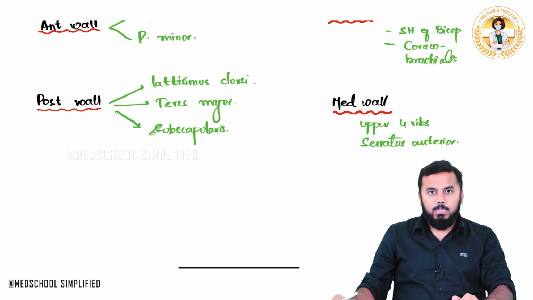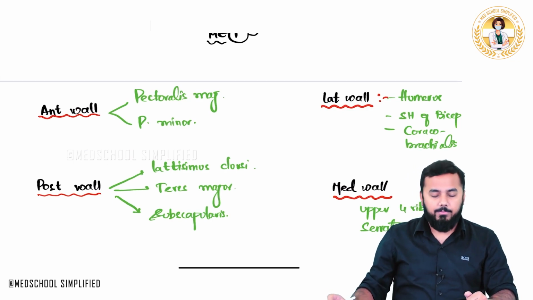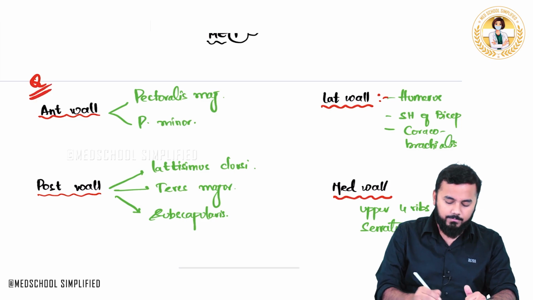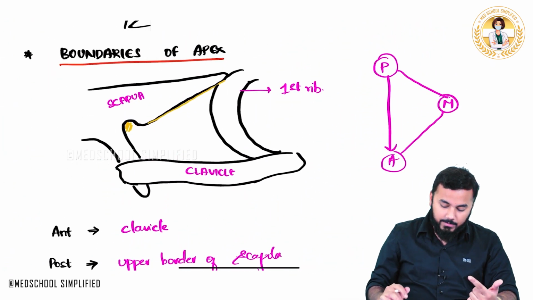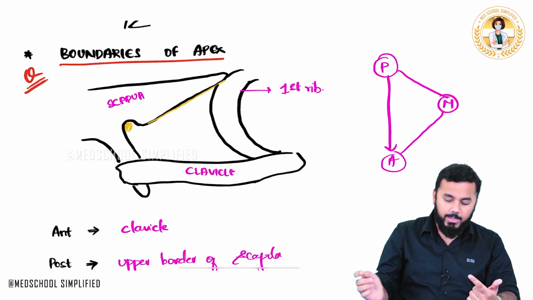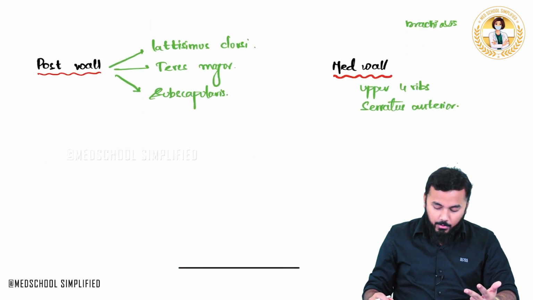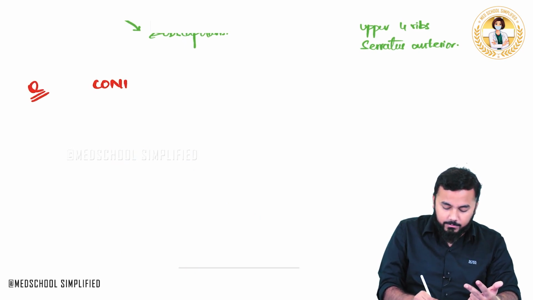Now, the first important thing that is always asked in your exams is what are the walls? So the first question will be regarding the walls. The second question will be regarding the boundaries of the apex. The third and most important thing will be what are the contents?